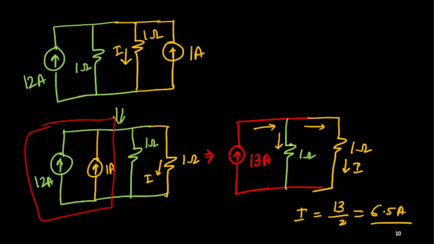If it is different, then you should use the current divider rule. If this resistance is R1 and this is R2, then the current will be simply the opposite resistance R1 by the total R1 plus R2. This is the division fraction, multiplied by the supply current I, which here is 13. So if resistance values are different, you can use this approach to find the current. I hope it is very simple.